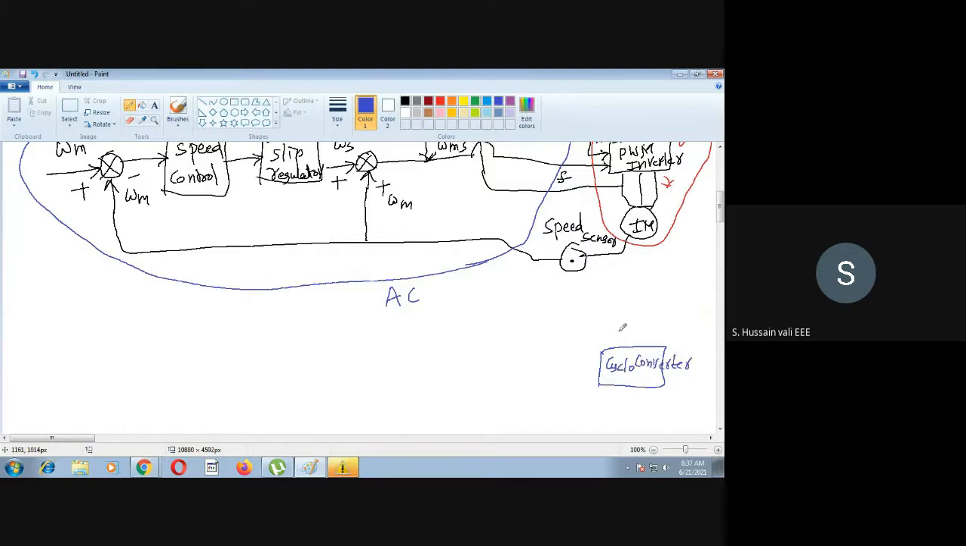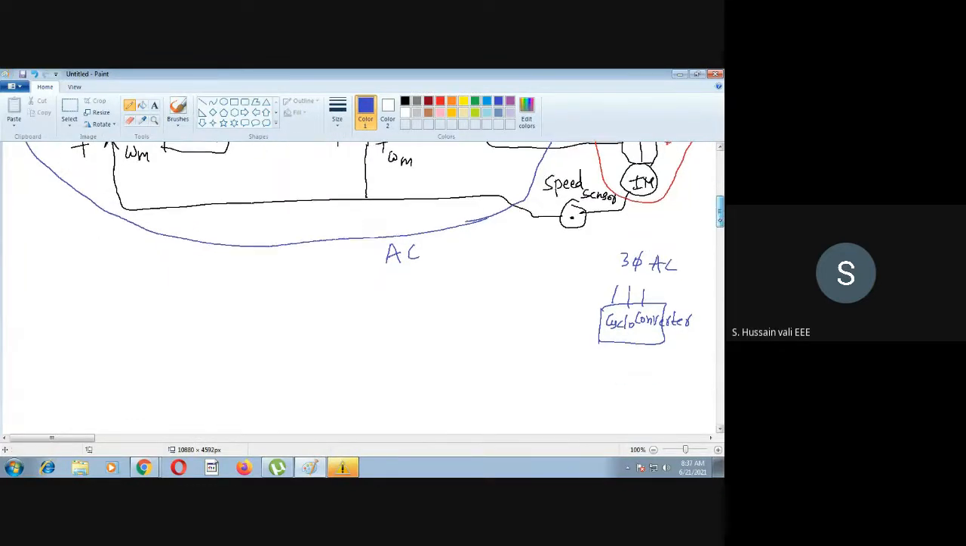This is a cycloconverter. So you get the three phase AC here. Then that goes to the induction motor. Nothing else. So that goes directly to the induction motor here.